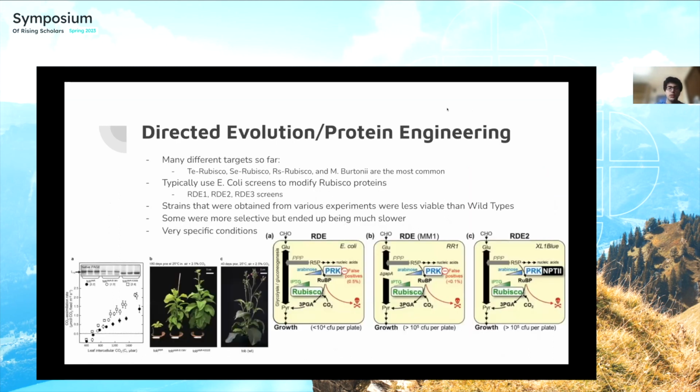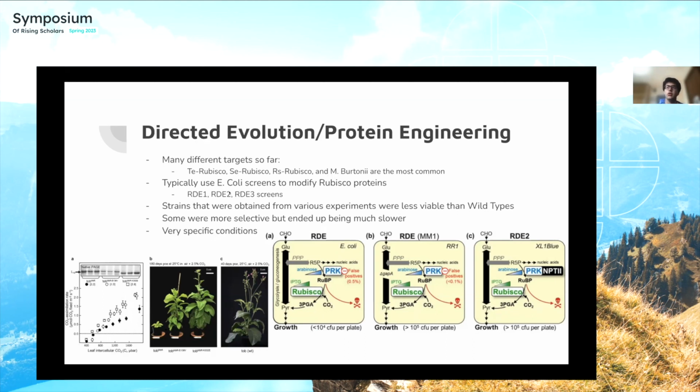Okay, so directed evolution and protein engineering. There were many targets for this, mostly from prokaryotes and cyanobacteria, because Rubisco from these organisms tends to be simpler and easier to engineer. So these were TE Rubisco, SE Rubisco, RS Rubisco, and Rubisco from M. bertani. And basically for these, we used RDE screens, which are Rubisco-dependent E.